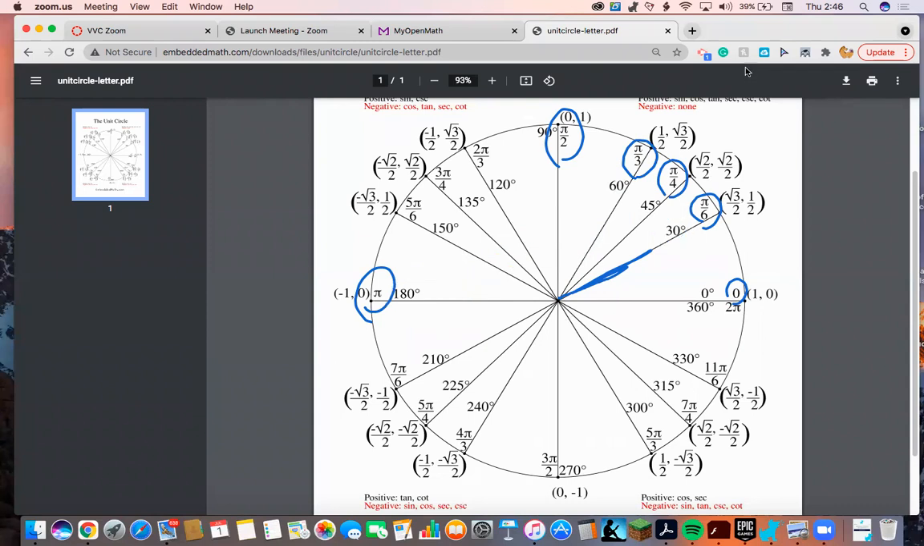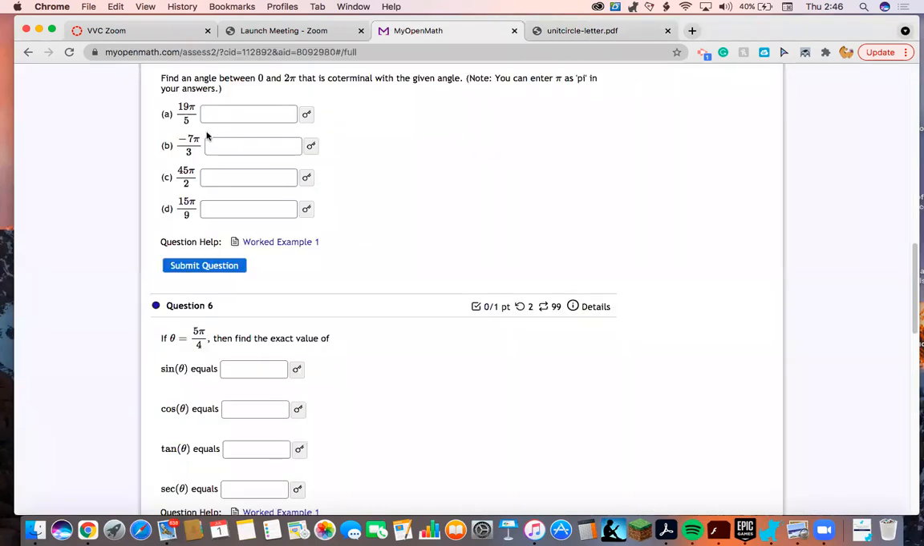Anyway, as we were, we've got to find some coterminal angles. We'll go ahead and use that unit circle as needed, but here's this idea.